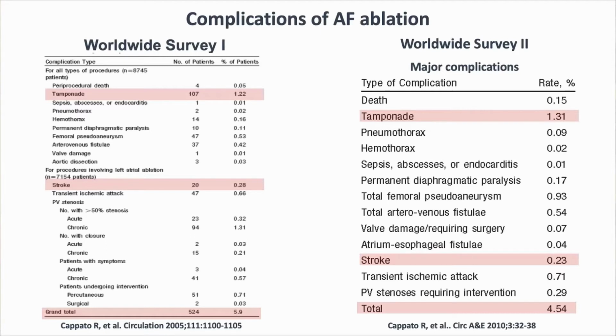A rate of tamponade of 1.2% is somewhat higher than commonly observed and is likely to be related to the combined influence of catheter manipulations in the left atrium and the need for continuous intravenous anticoagulation during the procedures. Finally, the overall incidence of major complications in the present survey appears higher than that reported in single center reports, a finding that, again, may reflect the learning curve involved with the specific ablation procedures.